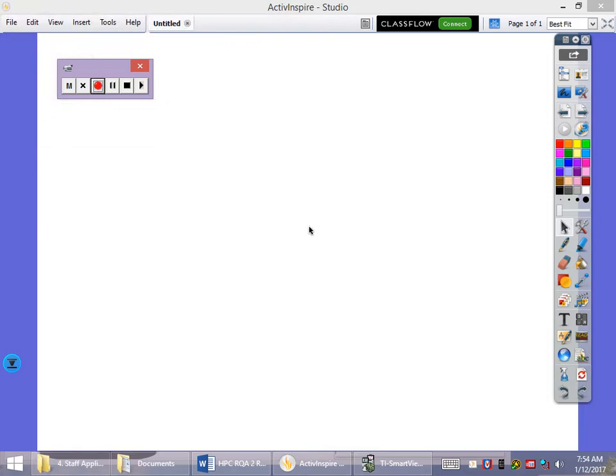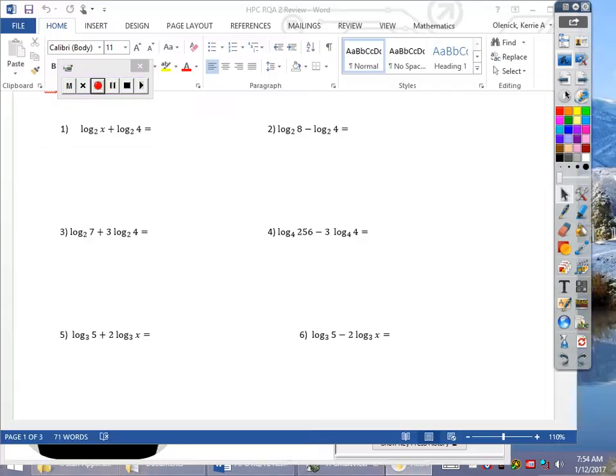Okay, so let's go ahead and go over the answers to your review. All right. The first problem, it is expanded, so we're going to condense it. Whenever I see addition, it really is multiplication. The purpose of condensing it is so I don't have all these logs. So it's only going to have one log. So log 2, 4x. I cannot go any further because it's a variable and there's nothing on the other side of the equal sign, okay?